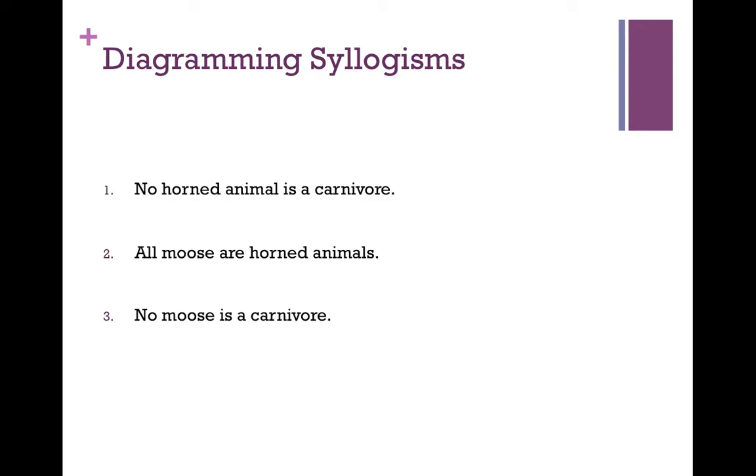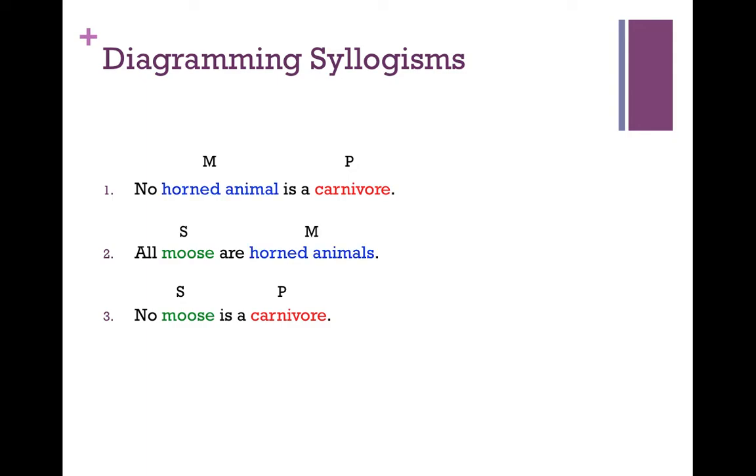So first thing I'm going to do is locate the major term, which is right here. I'm going to use the letter P to represent carnivore. Carnivore is our major term here, or I guess I should say a carnivore, if I'm to be technical, but it doesn't really matter. You could use any letter you want, but for purposes of consistency, I'm using P. Then I'm going to identify the minor term, which is moose, and use S to represent that. And then finally identify the middle term, which is horned animals.